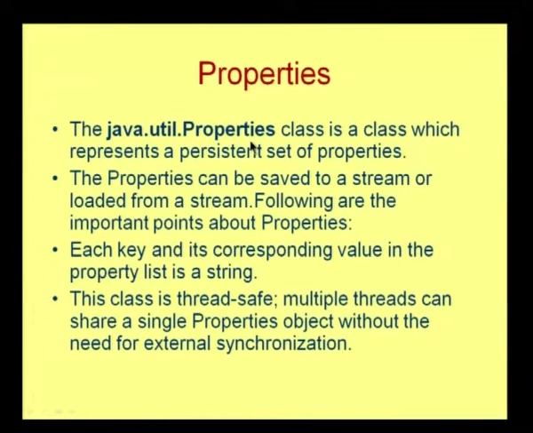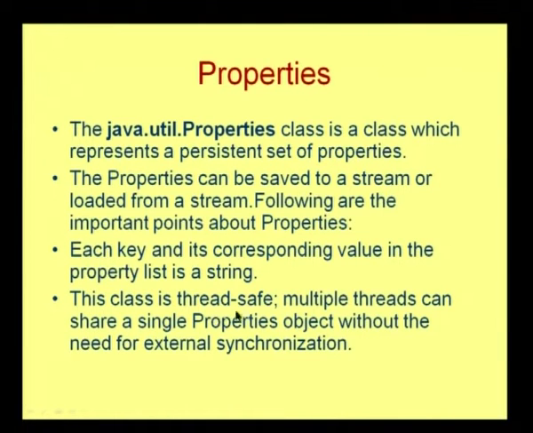Similarly, if I want to log in to a database, I have a login ID and password, and I need to have a driver name. All the properties that need to be accessed can be represented in the form of name-value pairs. You can see that the java.util.Properties class represents a persistent set of properties. The properties can be saved into a stream or loaded from a stream. Following are the important points about properties. Each key and its corresponding value in the property list is a string.